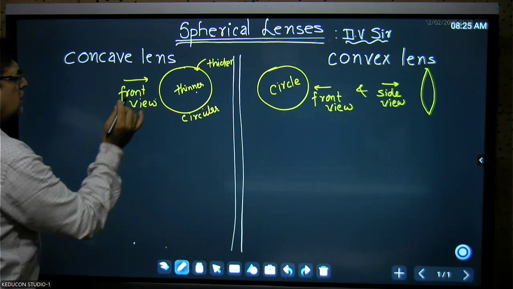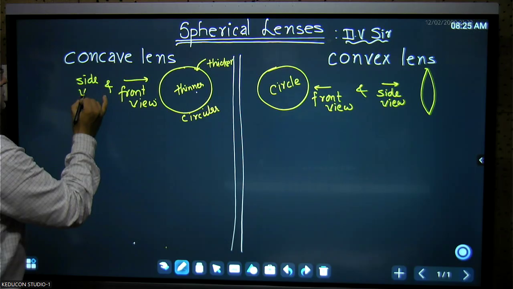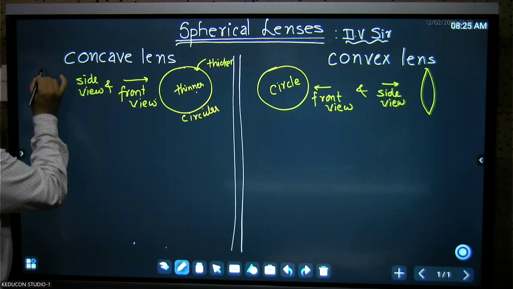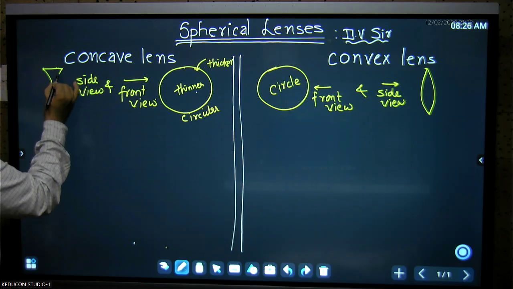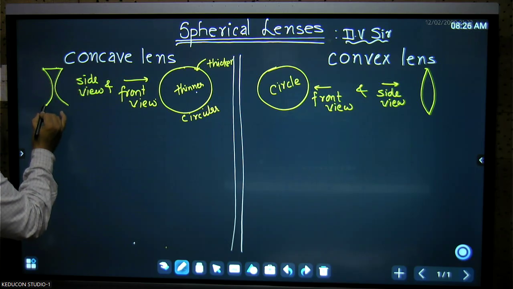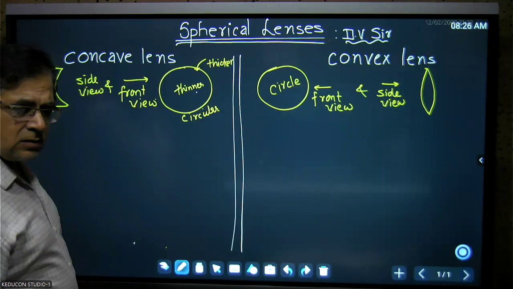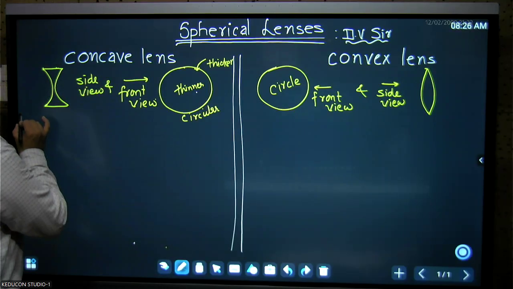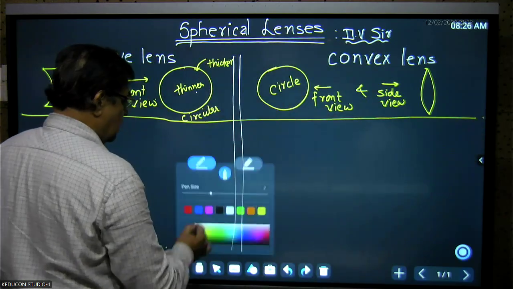And let's talk about its side view. Side view will be like this, being thicker from the edges and thinner at the center. It appears like this. Its proper name should be biconcave lens, but more popular word is concave lens. So this was the first learning point about appearance.